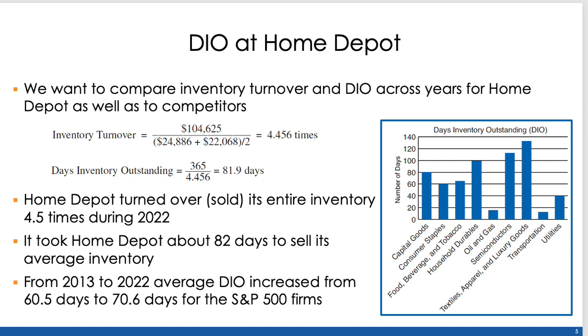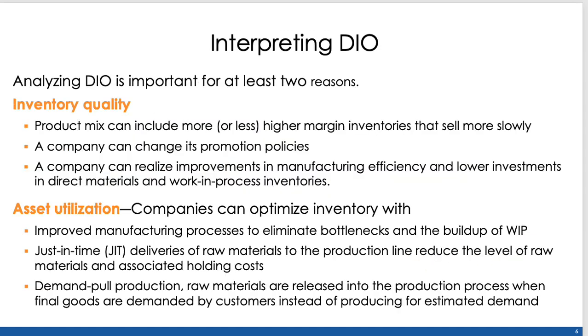And so we can sort of see a little better insight as we look at some of the possibly comparable categories to get an idea what's going on with Home Depot's inventory management. Now, the reason why we analyze days inventory outstanding, there's just a couple of primary reasons that jump out. You see them here on this slide. One is inventory quality, and the other is asset utilization.